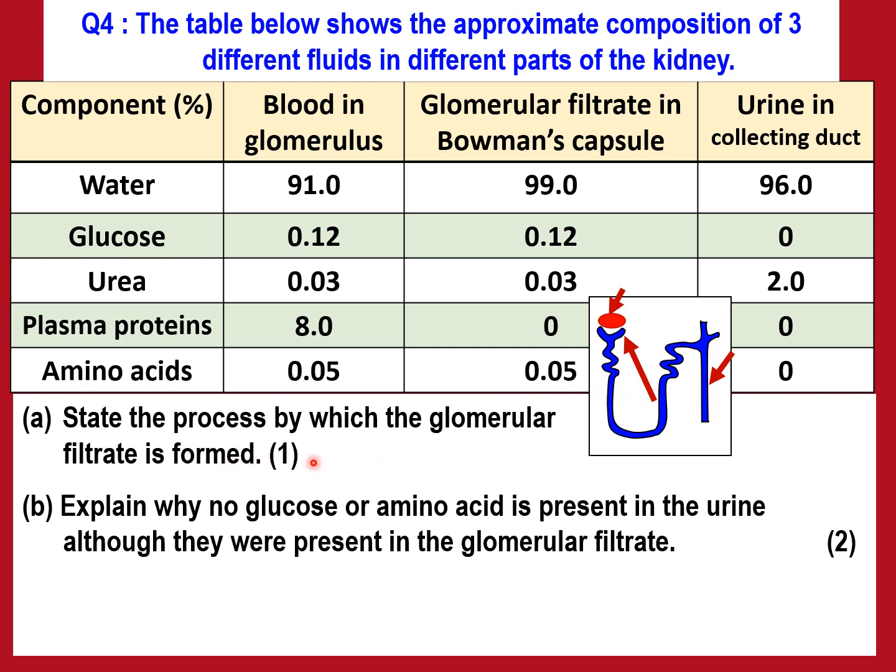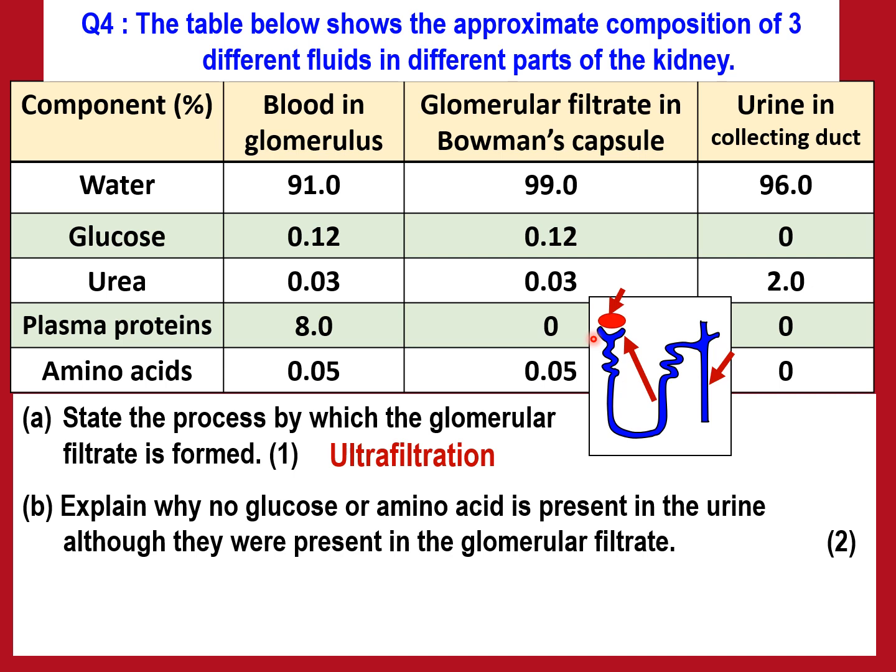Now, state the process by which the glomerular filtrate is formed. Yes, it's ultrafiltration. Explain why no glucose or amino acid is present in the urine, although they were present in the glomerular filtrate. Now you can see here that there's some glucose in the blood and in the glomerular filtrate, but none in the urine. And same for amino acids. Present, present, not present. So something happened along the way in the nephron. And what is that process that occurred to the glucose and the amino acids?